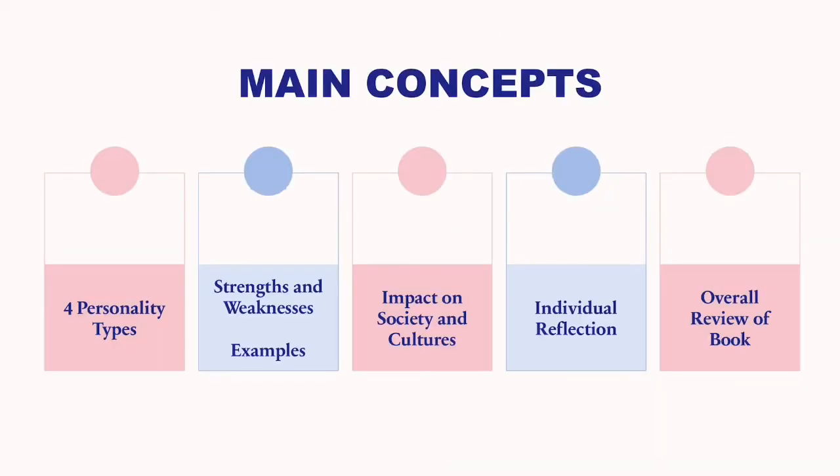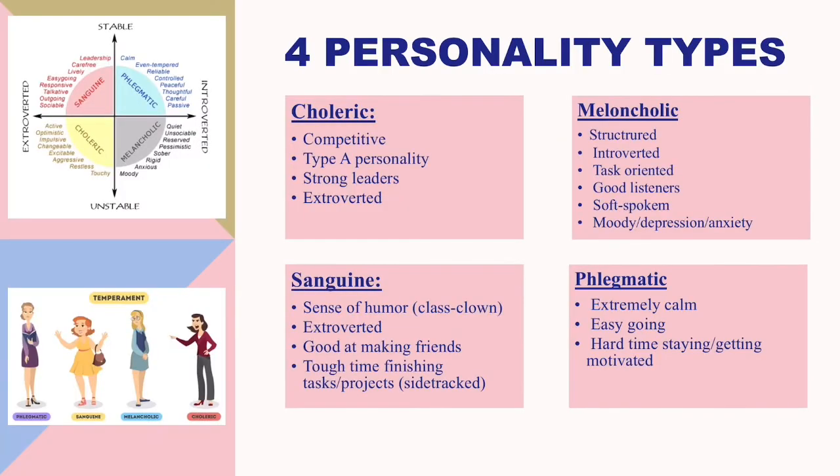So the main concepts that we're going to be talking about today are the 4 different personality types, as well as their strengths and weaknesses mixed in with some examples, as well as the impact on society and cultures, our little individual reflection on the book, and overall review of the book. So it should be quick and easy, and we'll get to the point here.